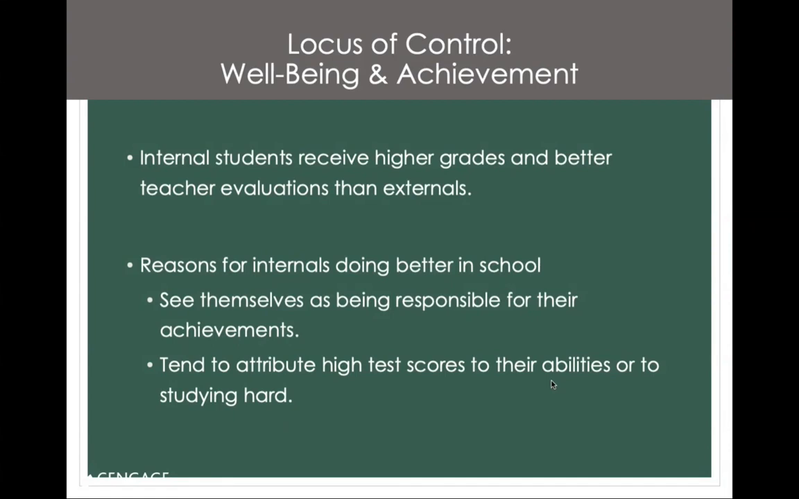They looked at the relationship between locus of control, well-being, and achievement, and they found that students with an internal locus of control received higher grades and better teacher evaluations than externals. The reasons were that they saw themselves as being responsible for their achievements, and they tended to attribute high test scores to their abilities or to studying hard. So people who got higher grades are basically taking responsibility for their own success in life. Like, this is up to me, I'm gonna work hard and make it happen.